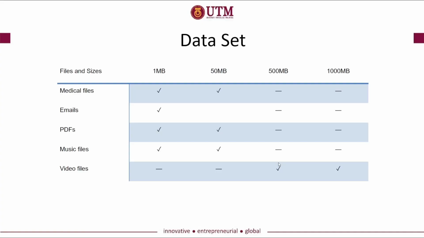Now moving on to the dataset. For the sake of the experiment, I have used 5 different types of data, including medical, email, PDFs, music, and video. Each comprises different sizes, like 1 MB, 50 MB, 500 MB, and 1000 MB. The medical, email, PDF and music files comprise 1 MB and 50 MB, and the videos are 500 and 1000 MB.